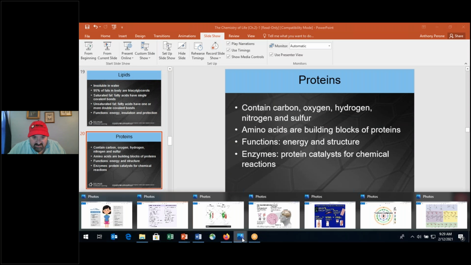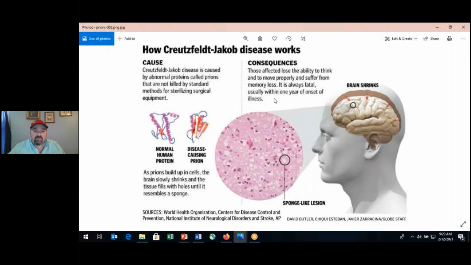I don't have another image here. Yeah, here we go. So what's taking place, right? Creutzfeldt-Jakob disease. This is that prion, these pathogenic proteins that can be present within the brain. Creutzfeldt-Jakob disease is caused by abnormal proteins called prions. They're not killed by standard methods for sterilizing surgical equipment. As prions build up in cells, the brain slowly shrinks and the tissue fills with holes. Okay? So you see these spaces in the tissue. The brain slowly shrinks and the tissue fills with holes until it resembles a sponge.